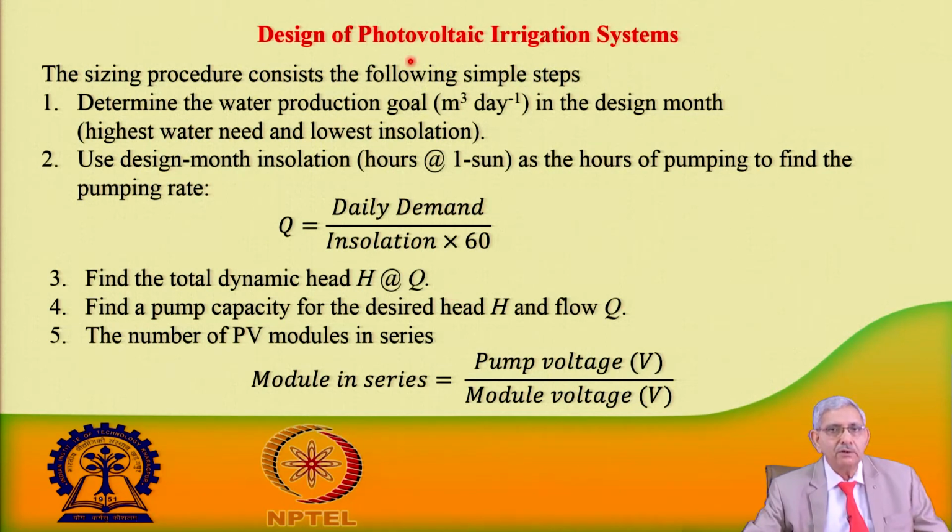There are other design parameters which need to be considered while designing the system. These are the design steps one has to follow for sizing the PV system and then the pumping system. First is to determine the water production goal. Water production goal means simply the water requirement of the crop.